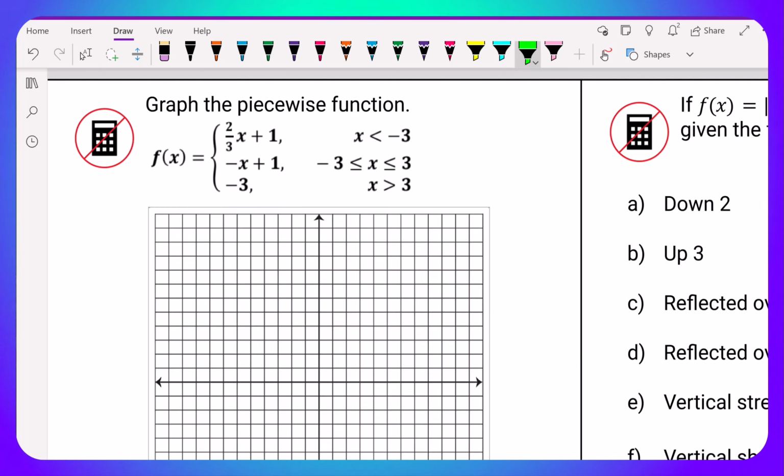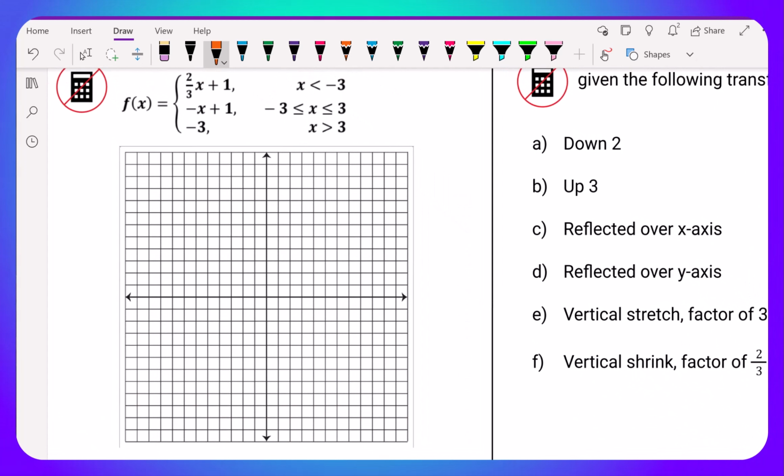All right, starting with number 1. Clearly, we're not supposed to be using a calculator on this one. This is probably going to be a multiple choice, but in this example, we're going to short answer this. So it says graph the piecewise function. So what I'm going to do is split this up into 3 domains. So x is less than -3. So I'm going to count 1, 2, 3. So I'm going to color that yellow.